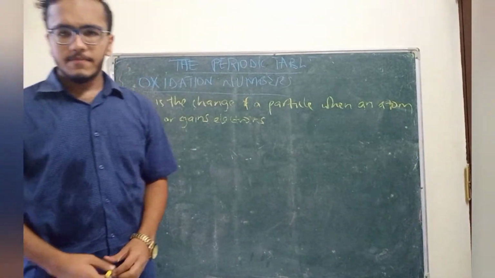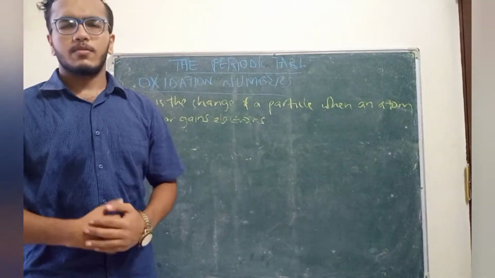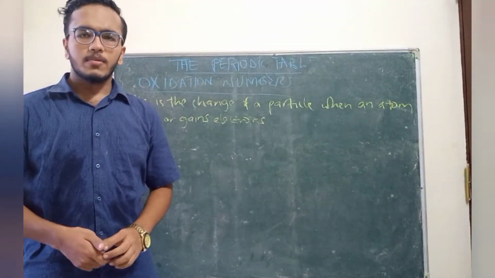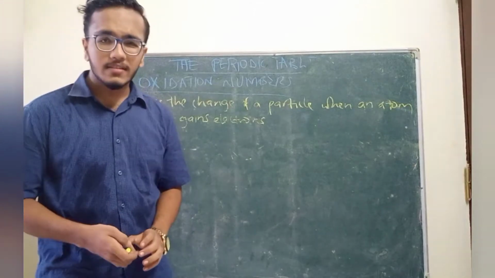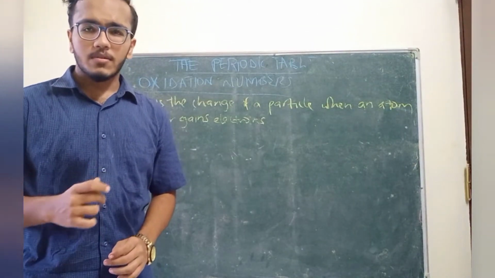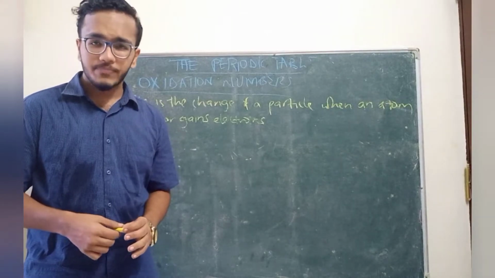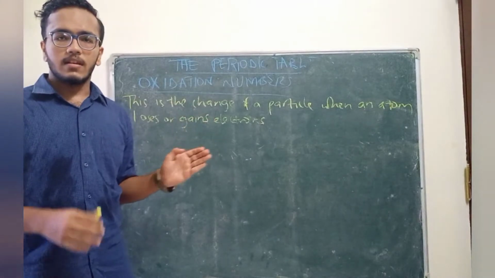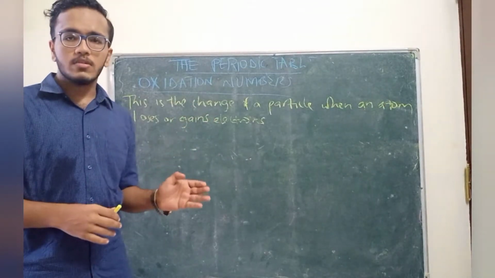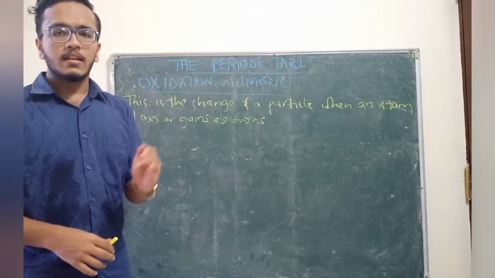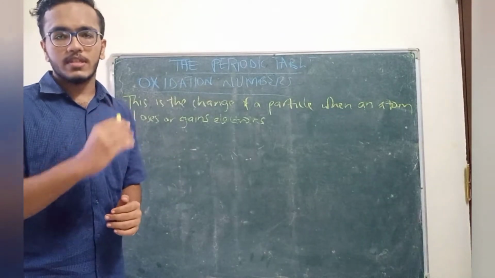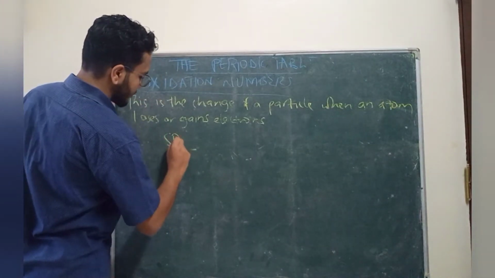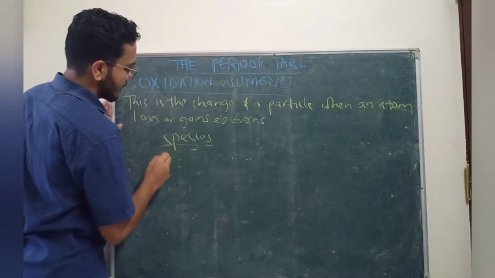Our next subtopic is oxidation numbers. Now, what are oxidation numbers? This is the change of a particle when an atom loses or gains electrons. Now we learned that an atom loses or gains electrons to obtain nuclear stability. So oxidation numbers is what gives an ion its charge. An atom loses or gains electrons to form an ion, and an ion obtains its charge from oxidation numbers. So for example, the species or the particle is sodium ion.